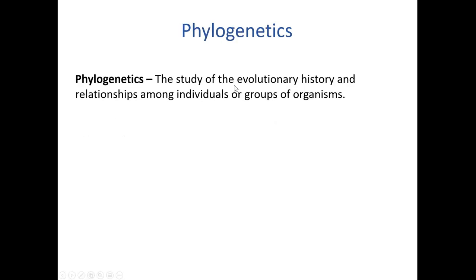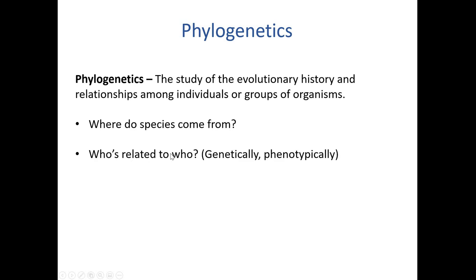Phylogenetics is the study of the evolutionary history and relationships among individuals or groups of organisms. And so phylogenetics seeks to ask questions like, where do species come from? How did they arise? And basically, which species is related to which species, and which two species are more closely related? This refers both to the genetics of two different species as well as their physical traits, their phenotypes.